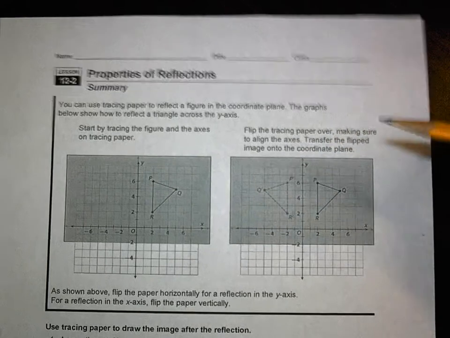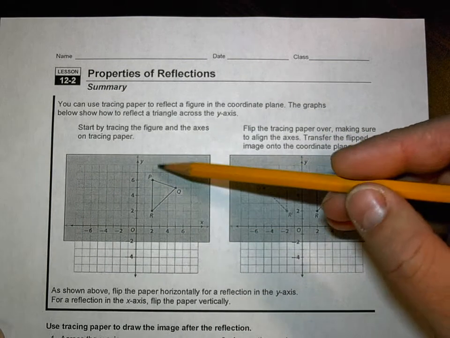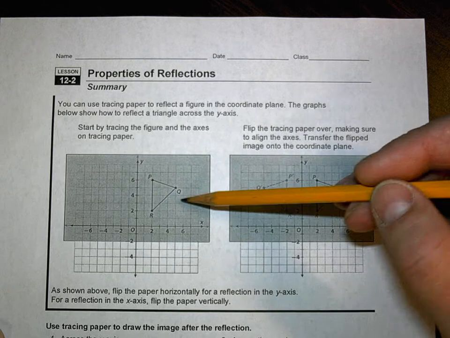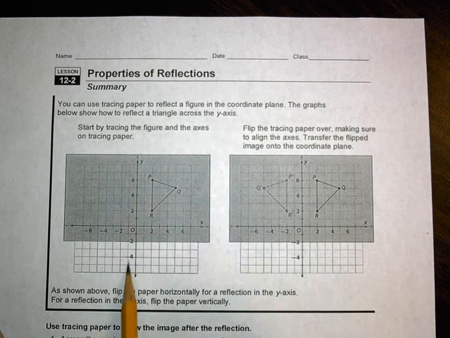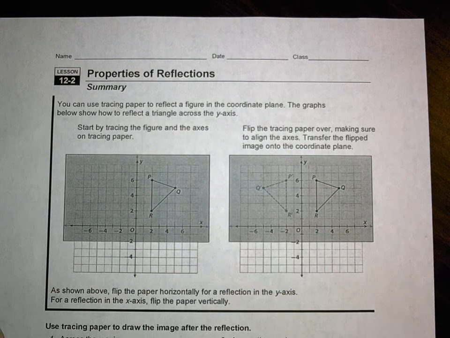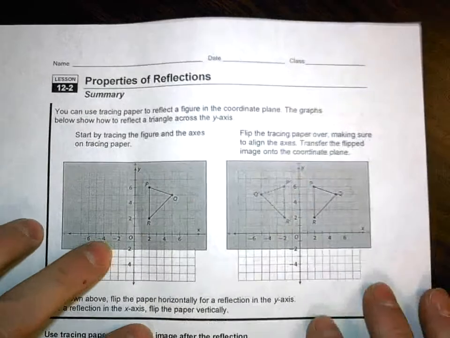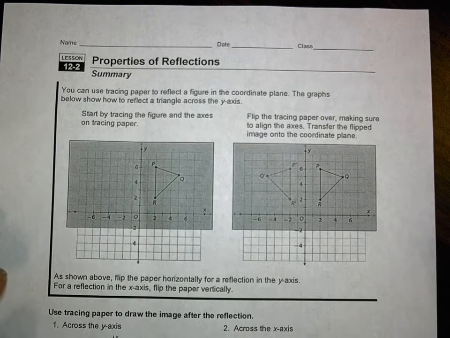So the summary gives a pretty good example. It shows we've got a figure, triangle PQR, and we're going to reflect it across the y-axis. So this is the y-axis, and we're going to reflect it, meaning, if you think about it, we're just going to fold it over, and that's going to get us across the y-axis.